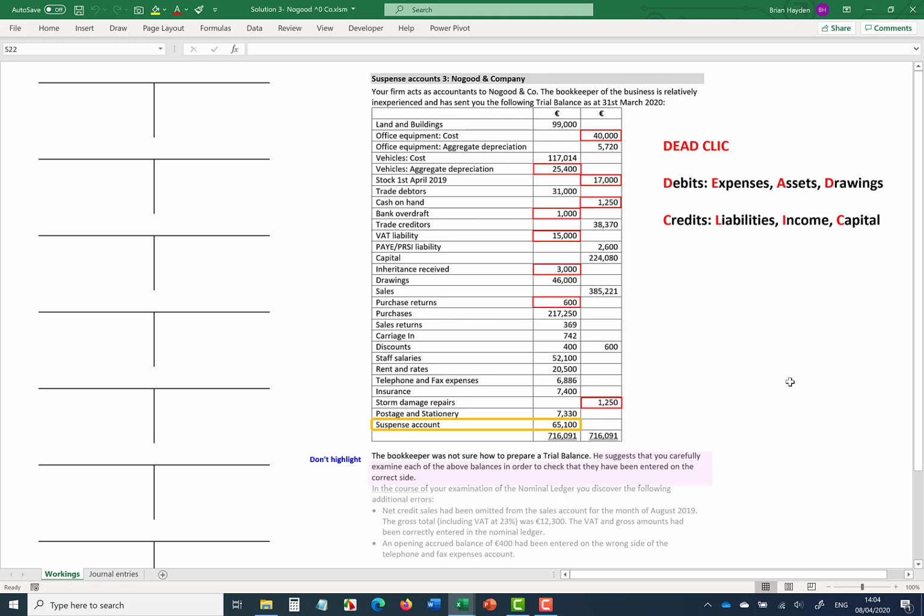So we have a bunch of items highlighted, and I'm going to go through the solution to these particular errors in the remainder of this video.